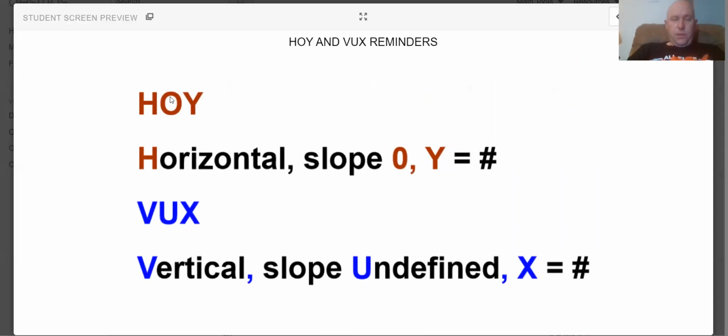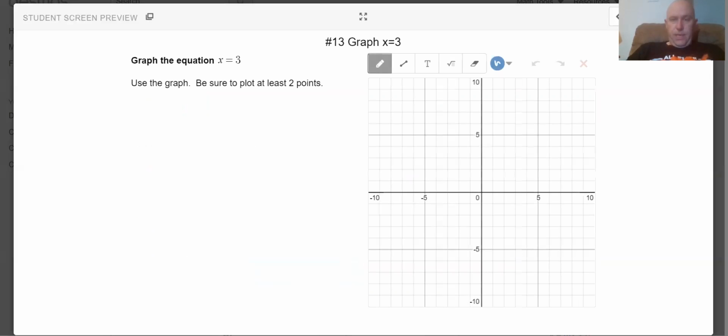Now, there are some special ones. We talked about Hoy and Vux in the first part of the video for 2.1. Hoy, for horizontal lines, that's where we're going to get the H from. The slope is 0, so it's not really an O, it's more of a 0. Your equation is y equals. And for vertical lines, we use the word Vux. V for vertical, slope is U for undefined, and the equation starts with x equals, and we'll use those to do these ones. So when I see x equals 3, I'm immediately thinking of the word Vux.